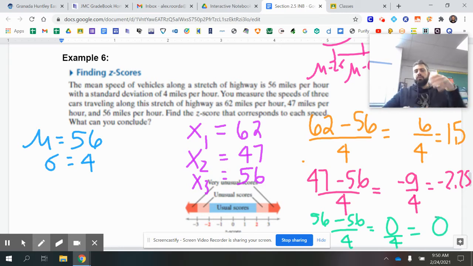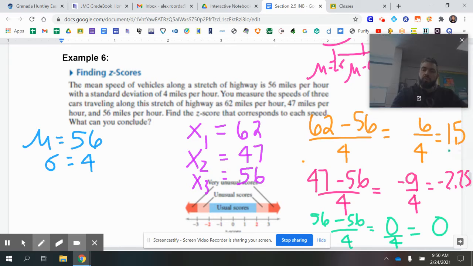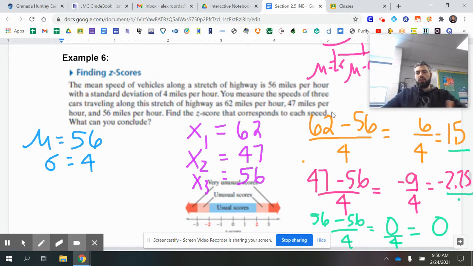Okay. Now, those numbers might not mean a lot to you, and that's okay. It's basically saying how many standard deviations we are away. So the first one was 1.5 standard deviations away. Second one was 2.25 standard deviations away. And then the last one, 0, it was the average. It was right on it.